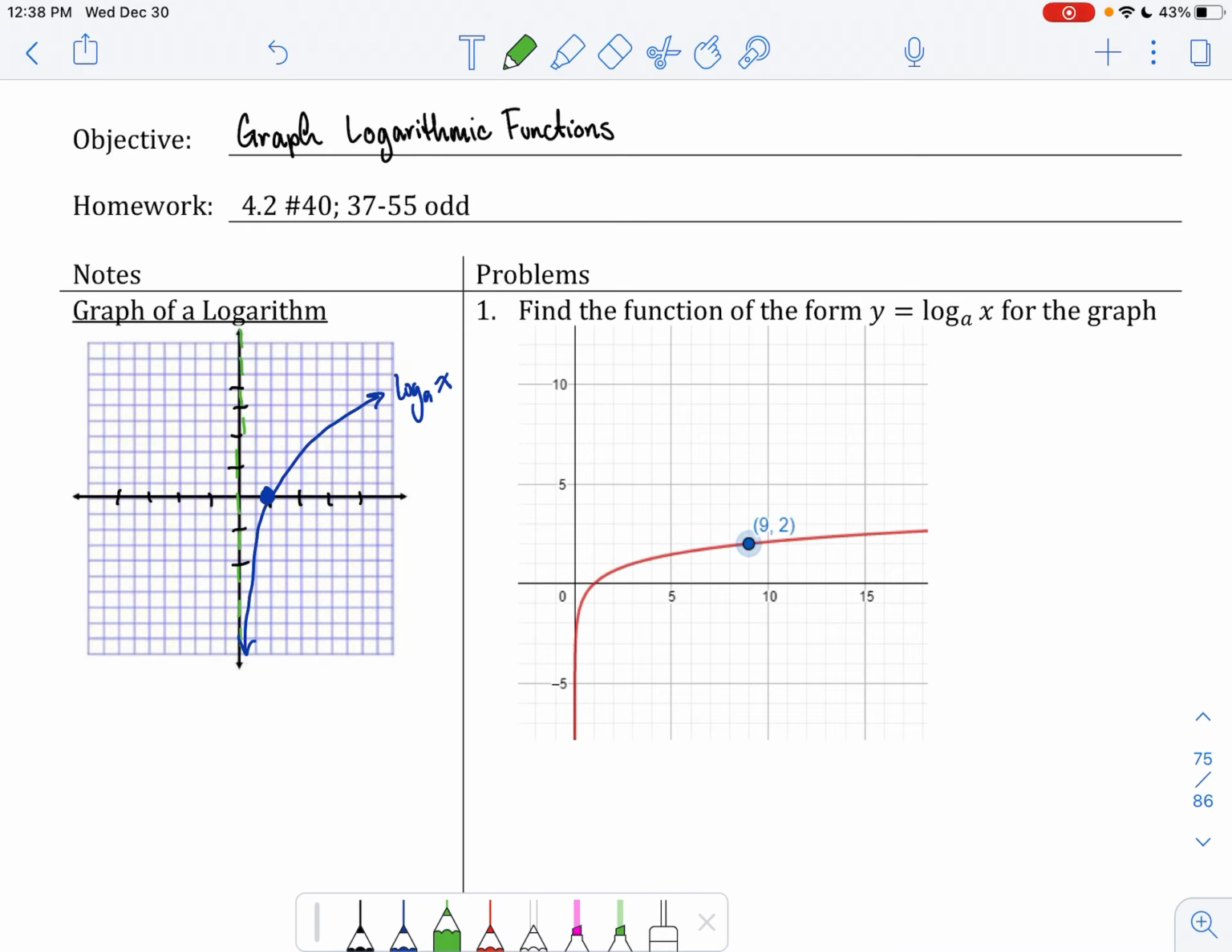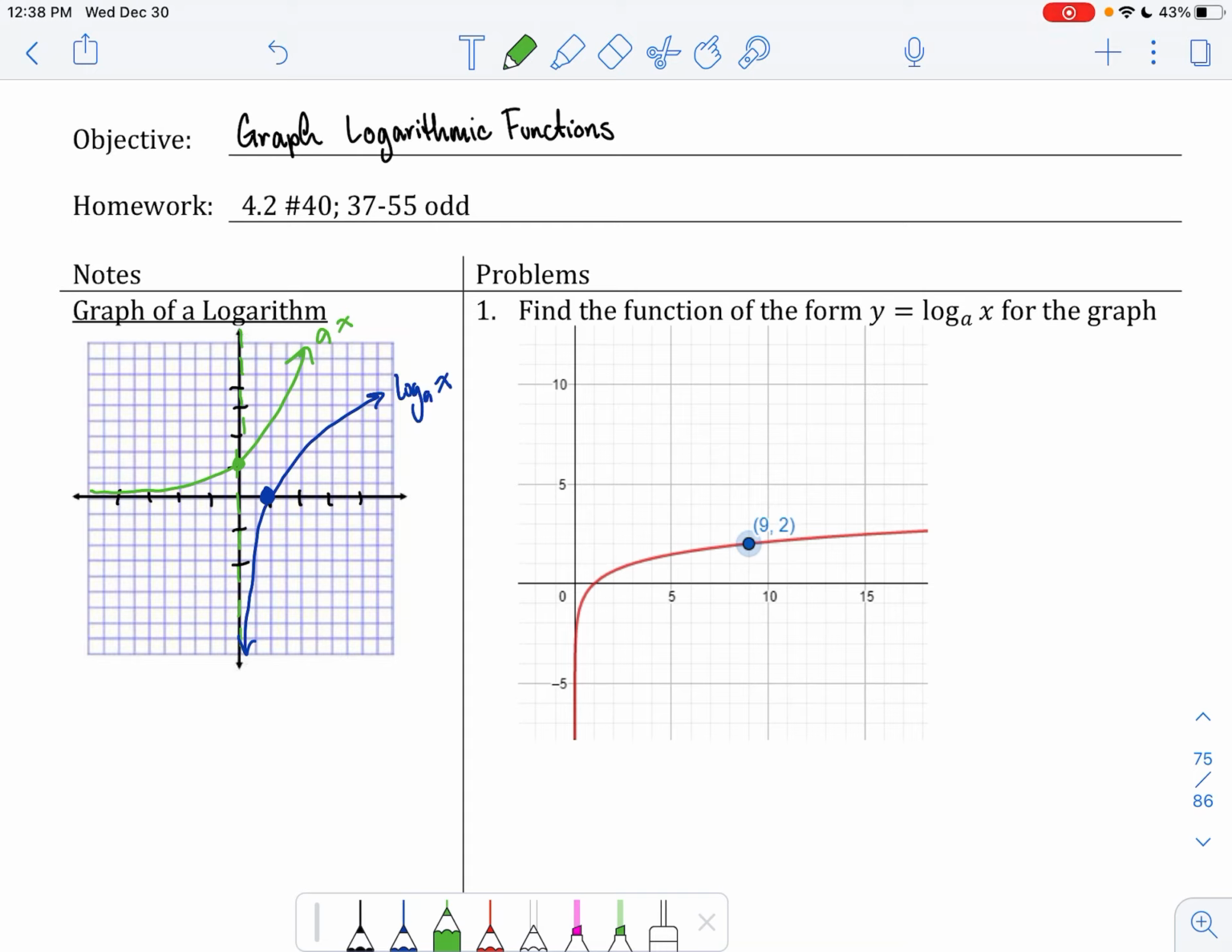One thing I think is helpful to notice is that logarithms are the inverses of the exponential functions. So if you remember, exponential had a horizontal asymptote and would go like this. So it's the same shape, it just has the vertical asymptote versus a horizontal asymptote.